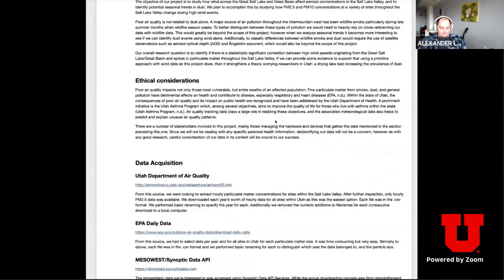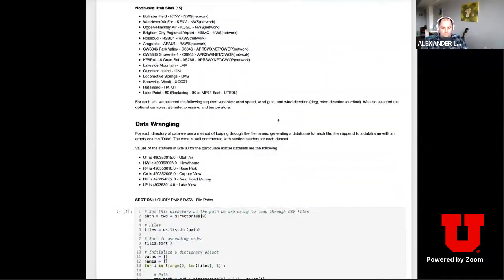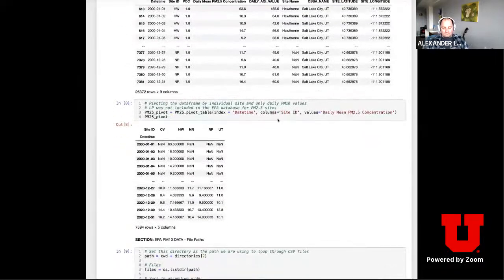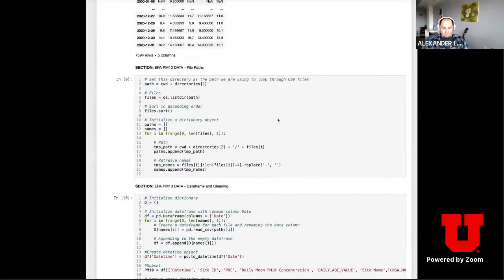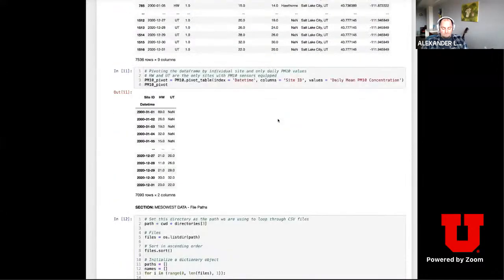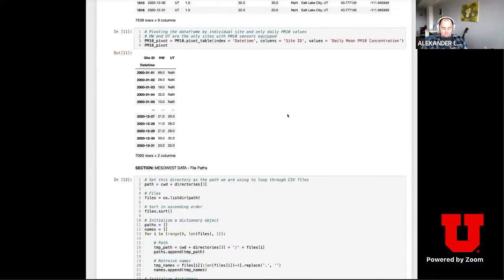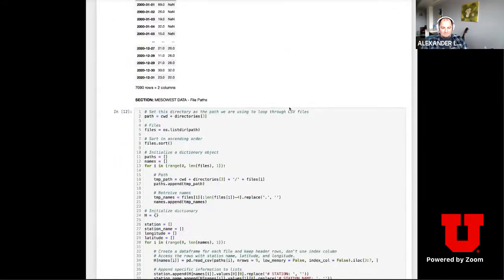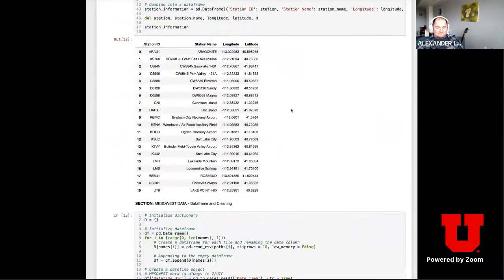Our data acquisition was fairly straightforward, however the data wrangling was very involved. We used a method of reading individual files and appending them to the end of a data frame. Our data included hourly PM 2.5, EPA daily PM data, and meteorological variables for 20 sites, 5 of which were in the Salt Lake Valley. The other 15 positions are on the Great Salt Lake. For all data sets, we included the past 20 years of data.